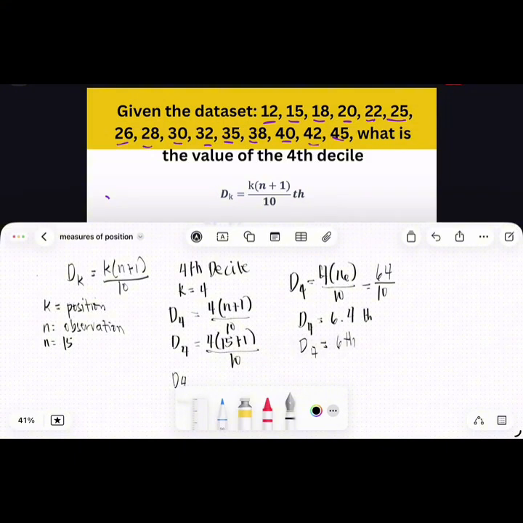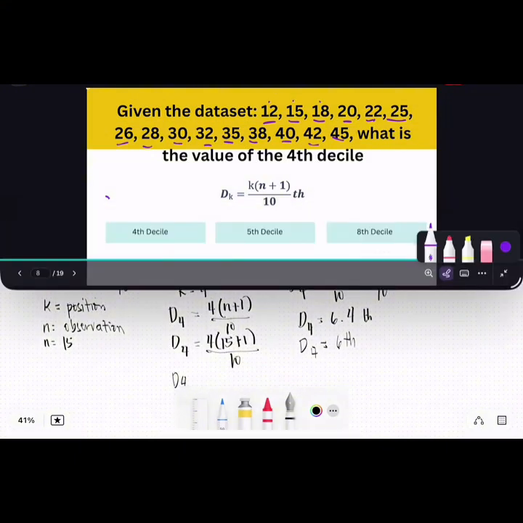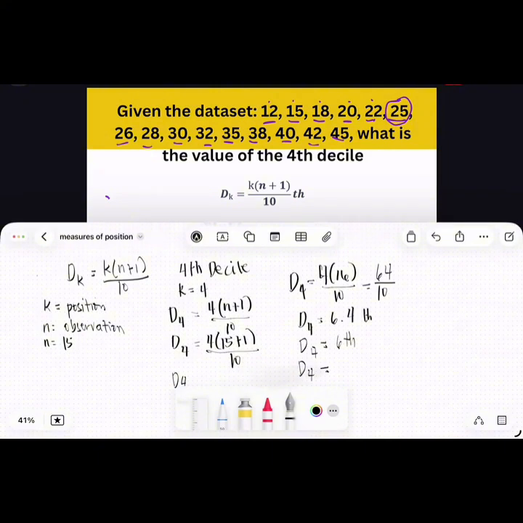So let's identify the 6th position in the given data set. So 1, 2, 3, 4, 5, 6. So our 6th position is 25. So our decile number 4 or decile 4 is 25. So this is our answer.